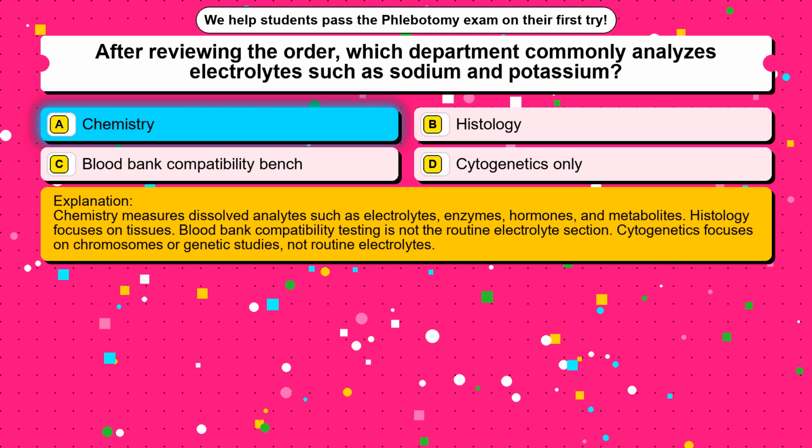Chemistry measures dissolved analytes such as electrolytes, enzymes, hormones, and metabolites. Histology focuses on tissues. Blood bank compatibility testing is not the routine electrolyte section. Cytogenetics focuses on chromosomes or genetic studies, not routine electrolytes.